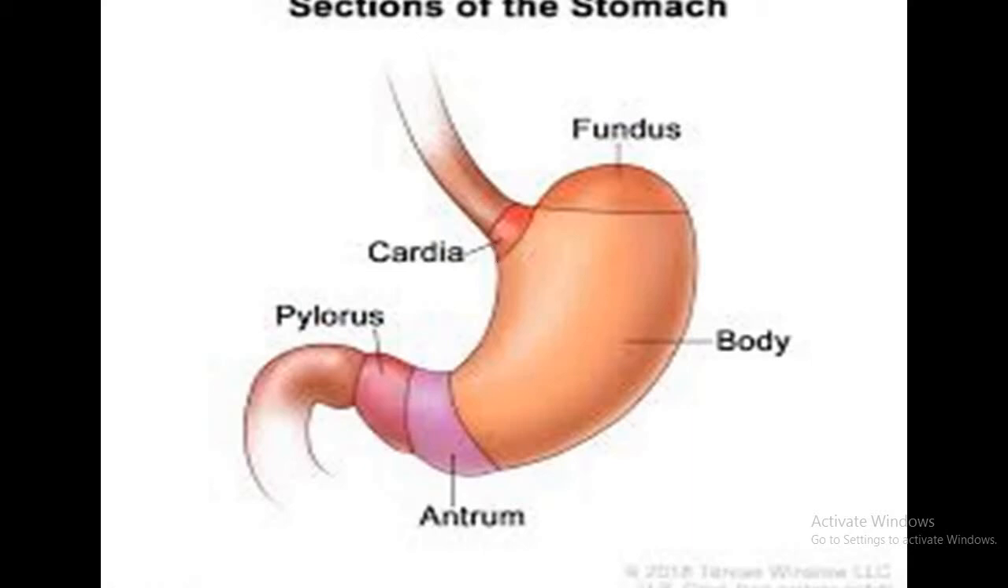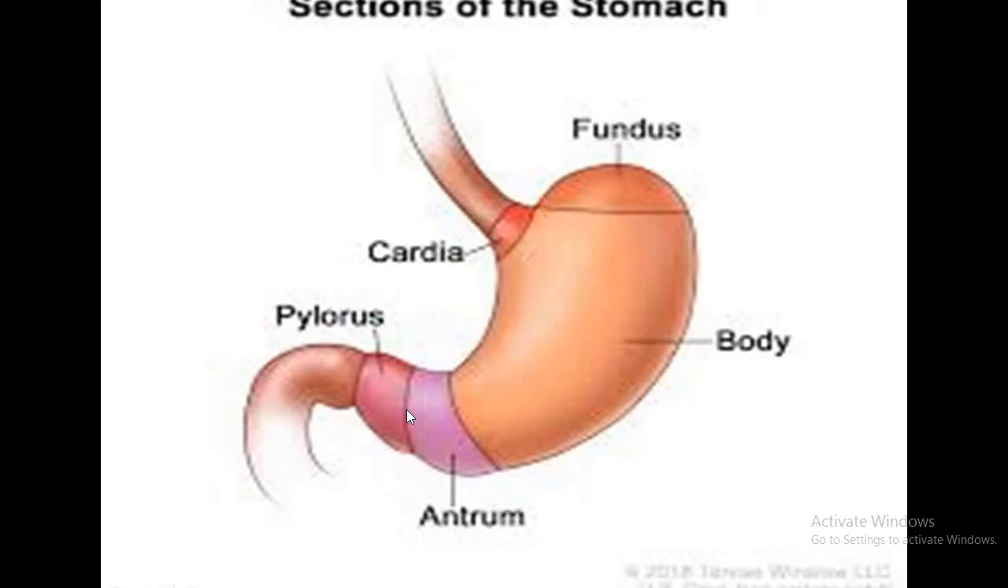end of the stomach, and that is known as cardiac sphincter. So here is the cardiac sphincter and here is the pyloric sphincter. The cardiac sphincter will not allow the food to pass from the stomach to the esophagus. So it will prevent the backflow of food from the stomach to the esophagus.